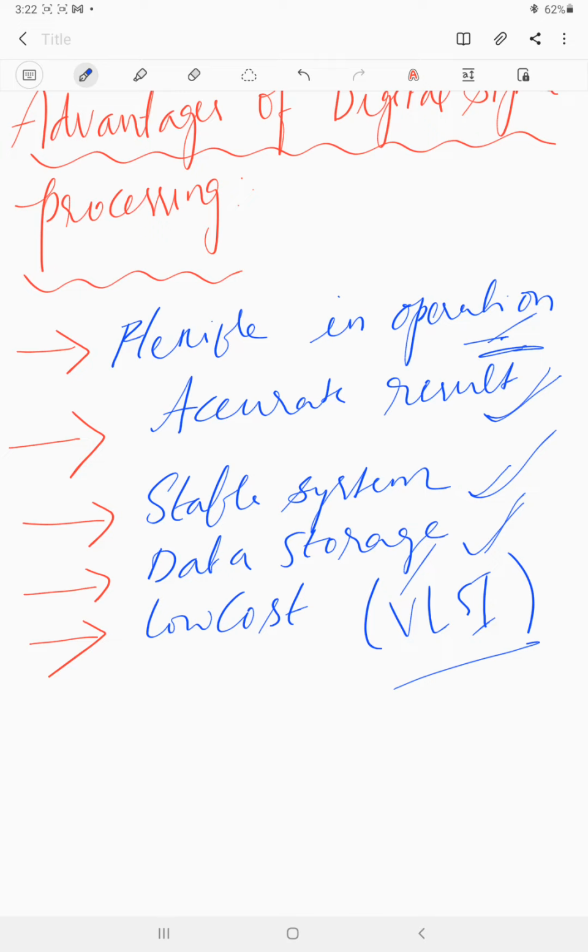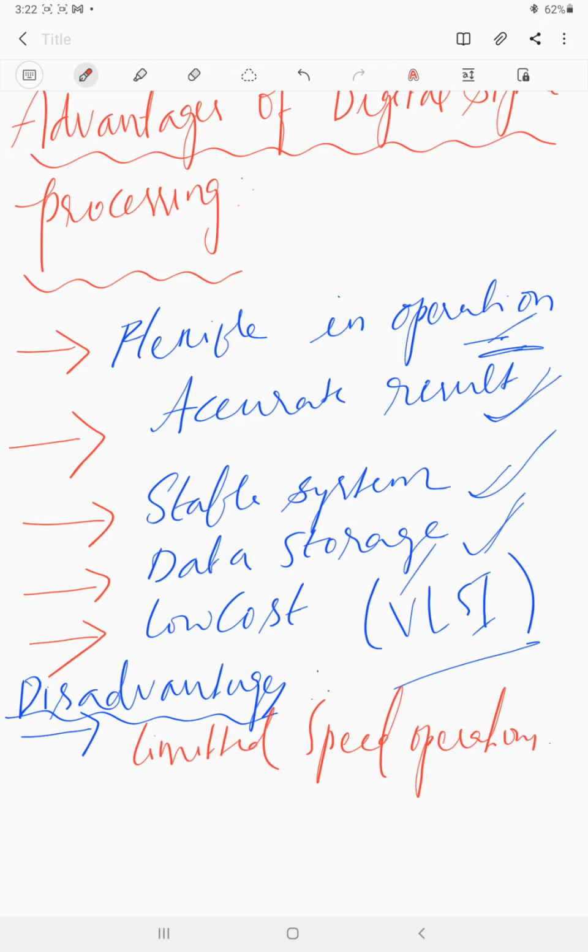There are not many disadvantages of digital signal processing. It has a limited speed of operation, which is limited by the digital signal processing hardware, especially at high frequencies. This is the only major disadvantage.